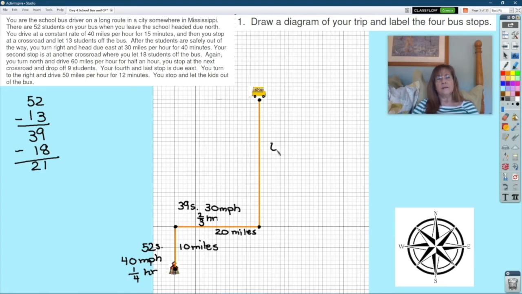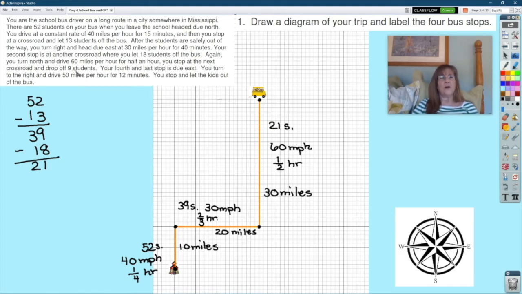We went 60 miles per hour. Sounds like the bus went on the freeway. And we drove for half an hour, so we don't need to convert that. And if you're going 60 miles per hour for half an hour, you will have traveled 30 miles. And during that time, we had 21 students on the bus.